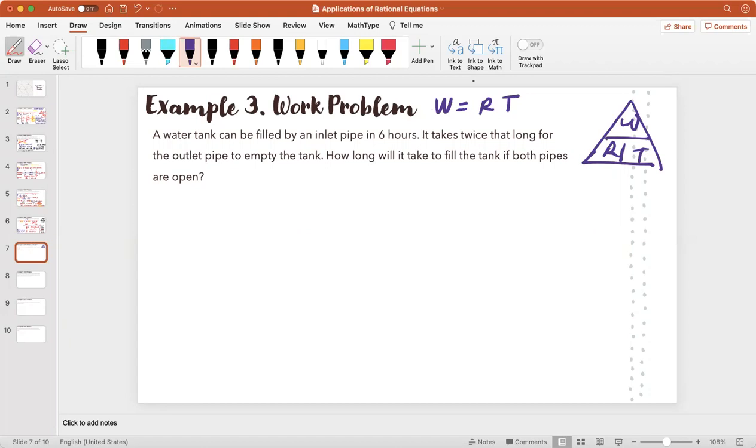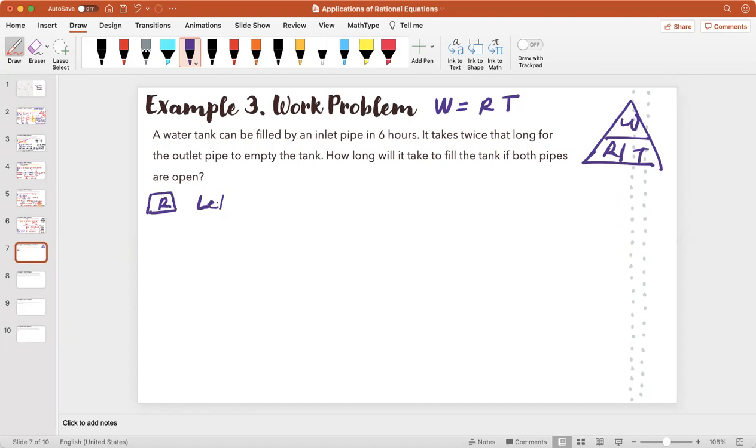So here's our first problem. A water tank can be filled by an inlet pipe in 6 hours. It takes twice that long for the outlet pipe to empty the tank. How long will it take to fill the tank if both pipes are open? Let's represent the time it takes for both pipes to fill the tank. All right, so let's use our blueprint.